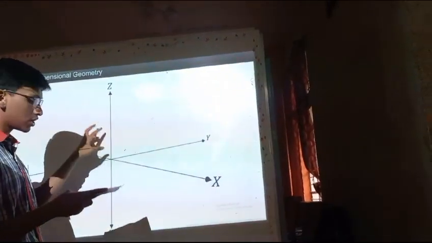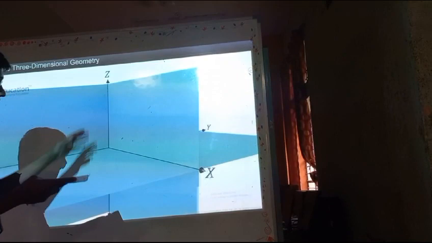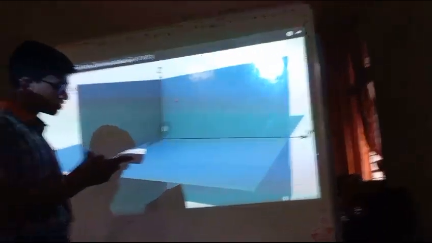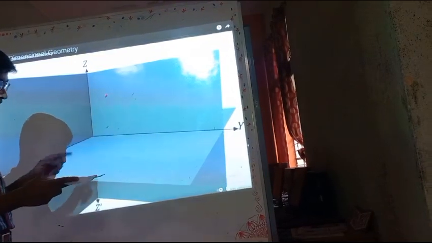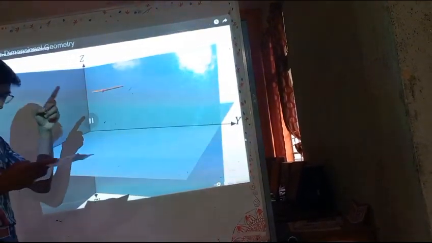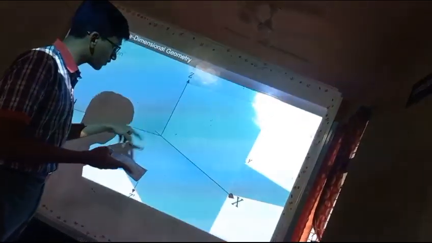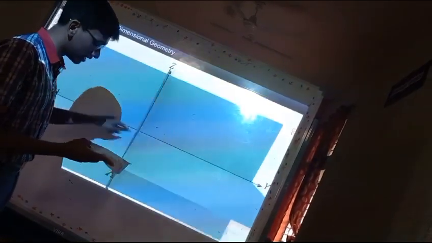Imagine two mutually perpendicular planes and their intersection. Imagine a third plane which is mutually perpendicular to both the first and the second plane. Also think about the intersection of the three mutually perpendicular planes. Look at the roof corner. The best example is that we see the intersection is a set of three mutually perpendicular lines. Here also the same: the intersection of the perpendicular planes is a set of three perpendicular lines.